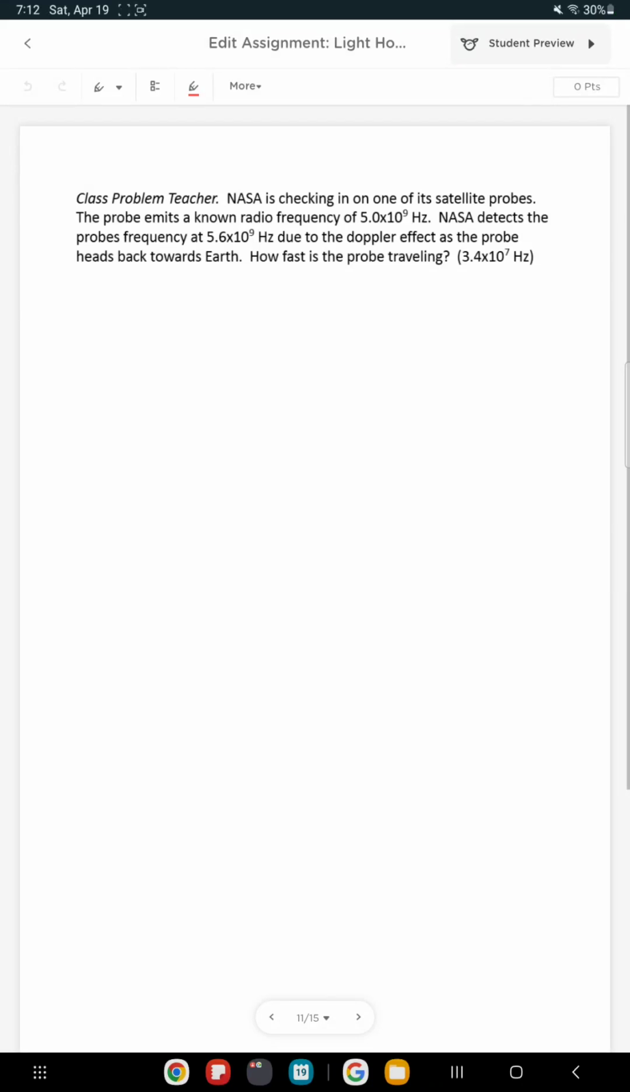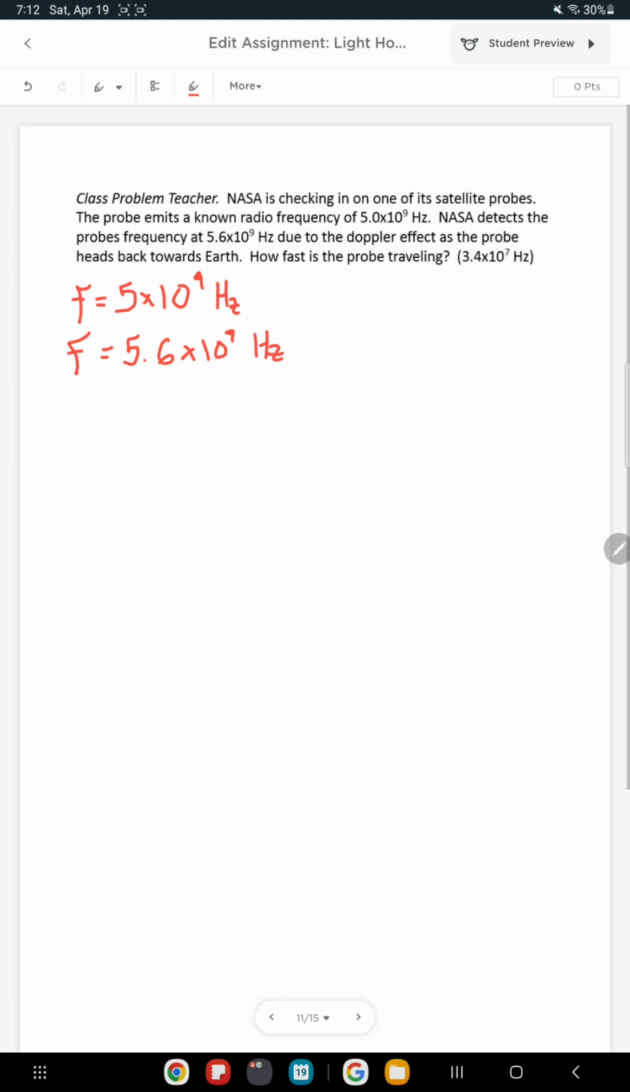All right, guys, this is a Doppler effect problem. NASA's checking in on one of its satellite probes. The probe emits a known frequency. So we have a known frequency of 5 times 10 to the ninth hertz. NASA detects the probe's frequency at 5.6 times 10 to the ninth hertz.